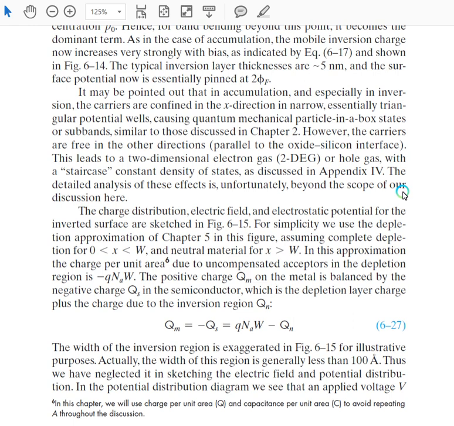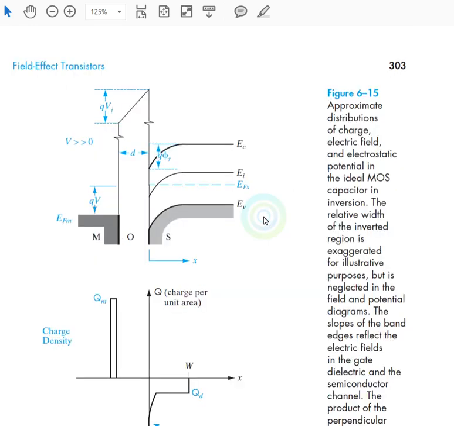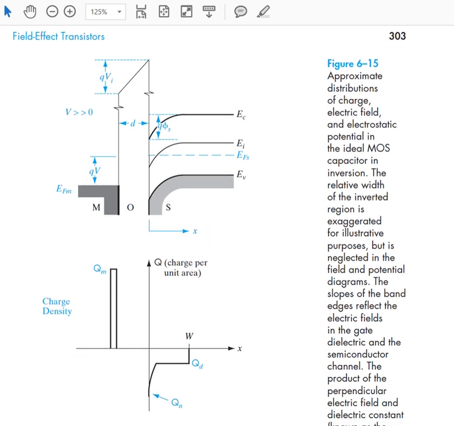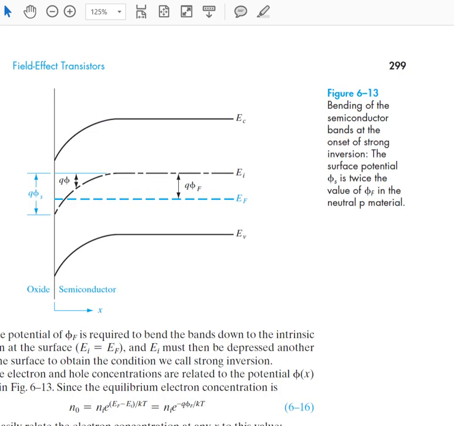In my video lecture on the MOS capacitor, we have discussed the various cases of the MOS capacitor, that is the energy band diagram of the MOS capacitor in the accumulation, inversion, and depletion regions. And what we have concluded is that for the MOSFET to enter into the inversion mode, the surface potential must be equal to twice the Fermi potential. That is, this phi s, the bending of the bands at the surface, should be equal to two times q phi F, where q phi F is the energy difference between the Fermi level and the intrinsic level of any material.